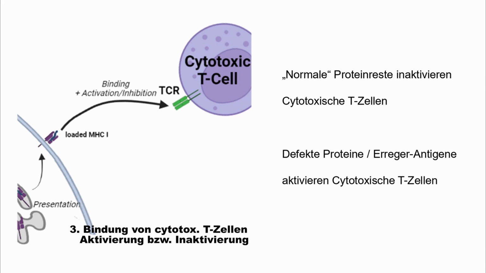Like the Th0 cells, the cytotoxic T cells also have a special receptor with which they can distinguish foreign antigens from their own antigen. In the case of defective tumor proteins or pathogen antigens, these antigens activate the cytotoxic T cell. If there is an antigen on the MHC molecule which is part of the normal physiology of the cell, the function of the cytotoxic T cell is inhibited. If it is a foreign pathogen antigen, the cytotoxic T cell is activated.